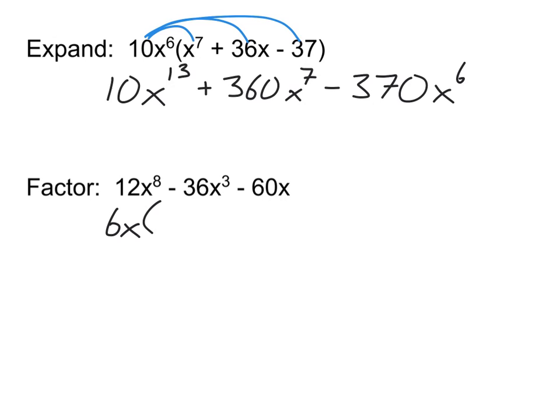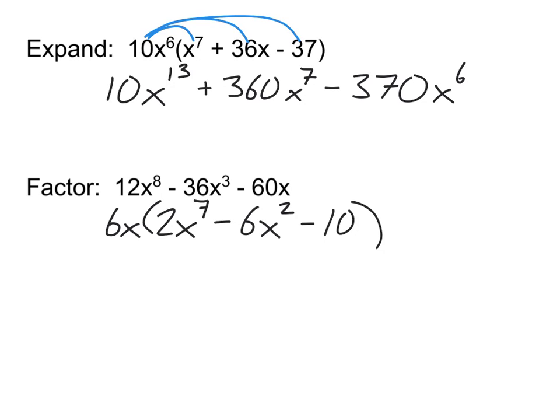Now, when I do that, on that first term, 12 divided by 6 is 2. X to the 8th divided by x is x to the 7th. Remember, we subtract the exponents here. All right. Then 36 divided by 6 gives me 6. X squared now. Minus 60 divided by 6 is 10. And the x divided by x goes away.